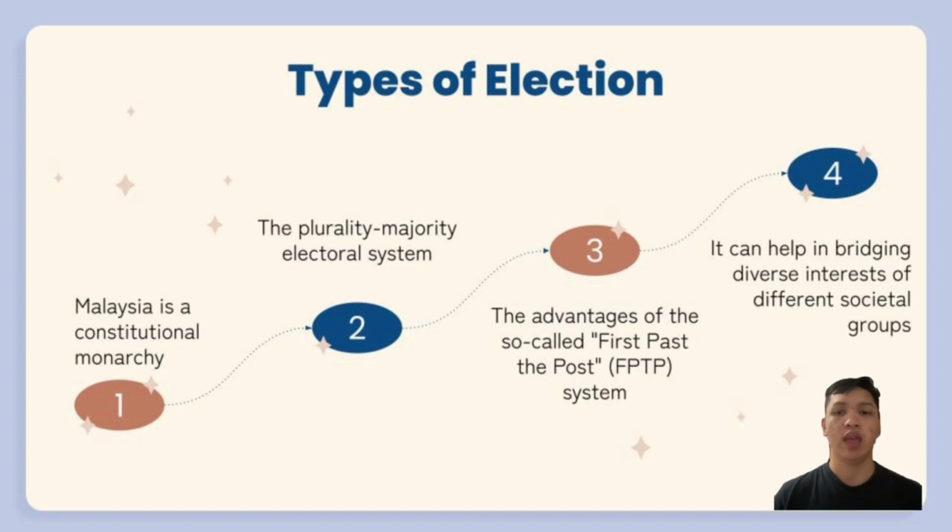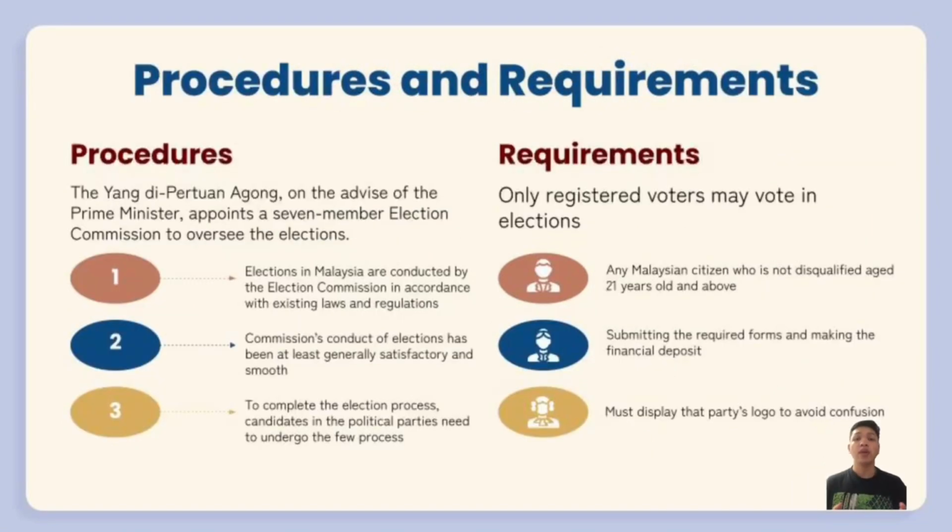The plural majority electoral system grants parliament seats to those candidates who simply win the most votes in their constituencies. The advantage of the so-called first past the post system lies in its simplicity and its tendency to support the link between the constituencies and the representatives in parliament. Lastly, this kind of system helps in bridging diverse interests of different societal groups that tend to have broad-based membership.